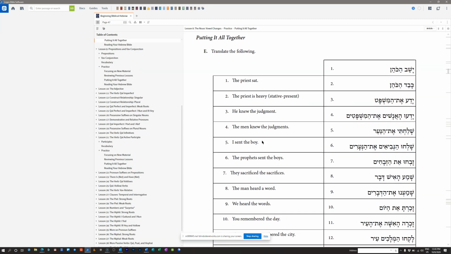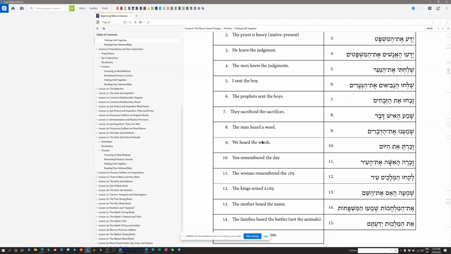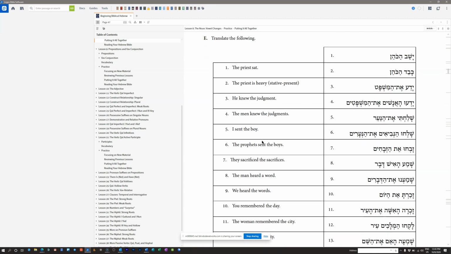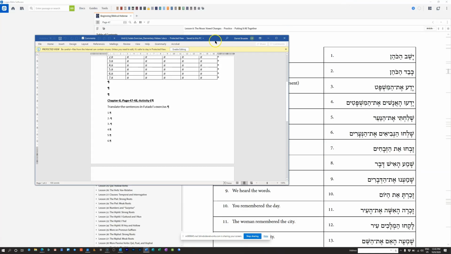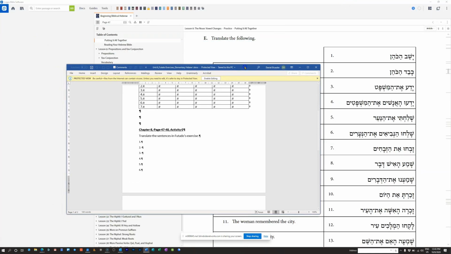Let's look at part E here. Since we're only doing 2 exercises, I'll probably go through each of these. Let me pull up my document so I can kind of block off these answers here.